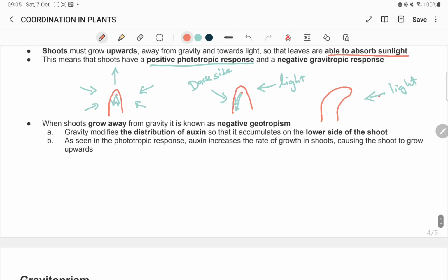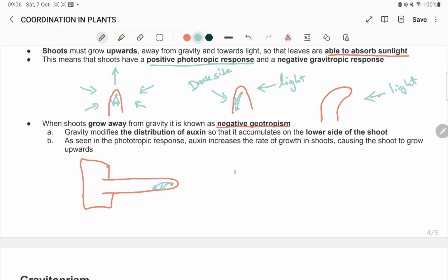When the shoot grows away from gravity, we call it negative geotropism or negative gravitropism. Now it is the same principle. Now it's only that gravity is the one affecting the distribution. So if you grow your plant and put it horizontally, gravity will pull auxins to the lower side. So auxins will move to the lower side. And remember, auxins elongate or increase the growth rate of the cells of the shoot.